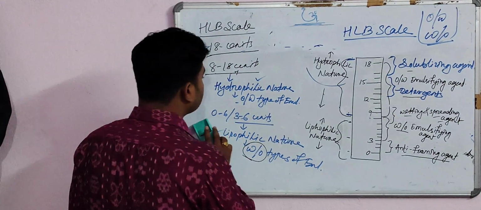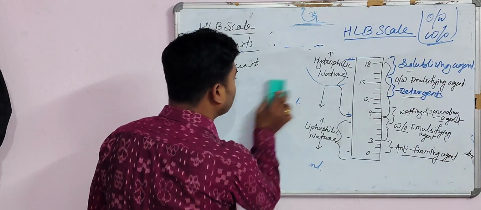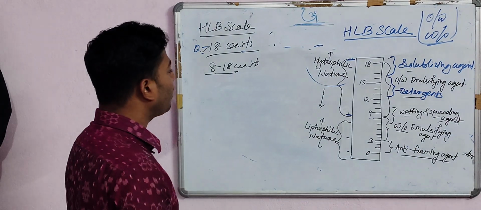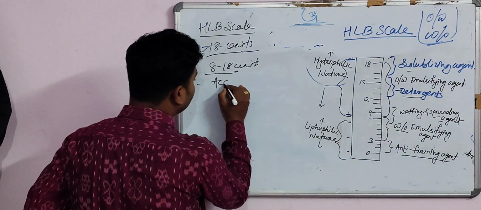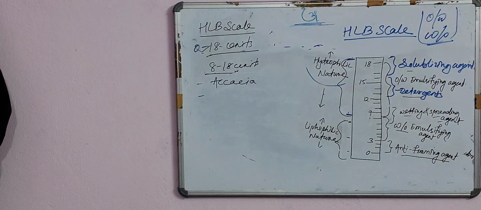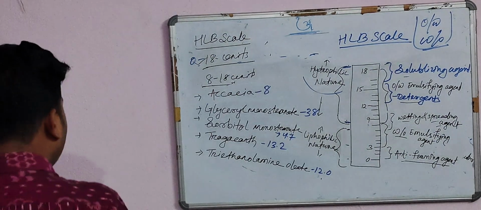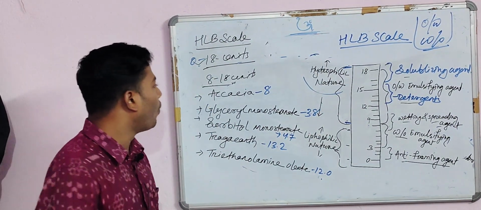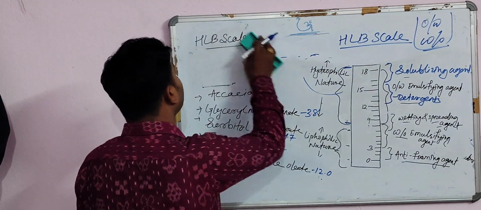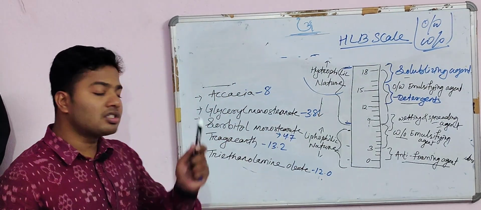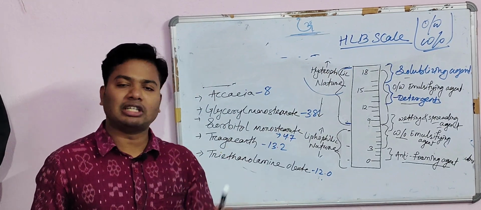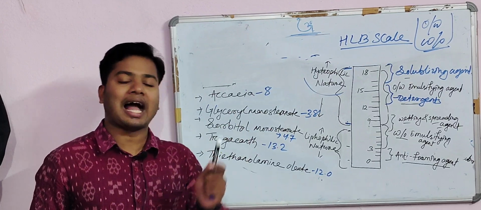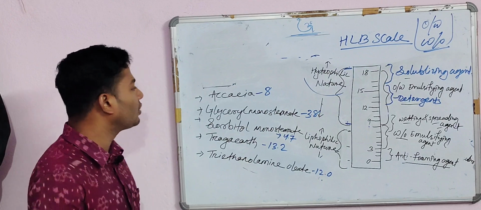Clear? So let's see some emulsifying agent values so that you can easily understand what I am telling. Suppose acacia. So my dear students, let's see some examples of emulsifying agents, so that you can easily understand which type of emulsifying agent is best for the O by W type of emulsion, or which type is best for the W by O type of emulsion, according to the HLB value. Clear? According to the HLB value.